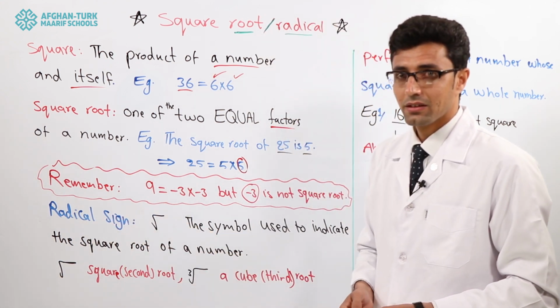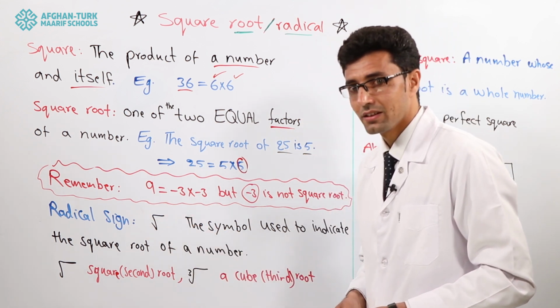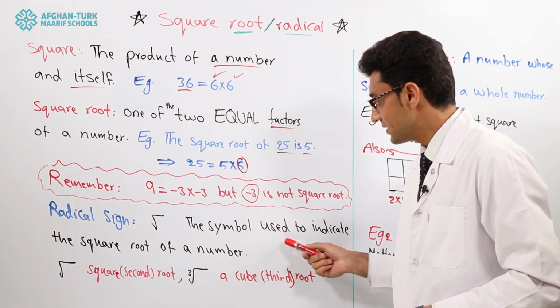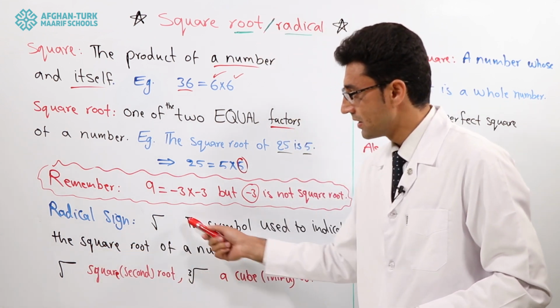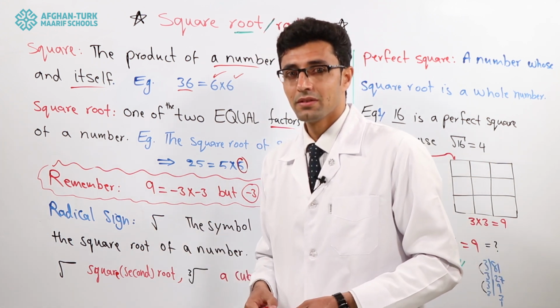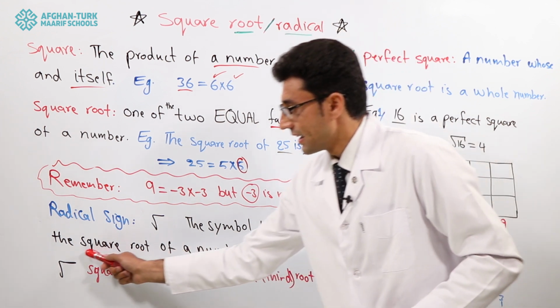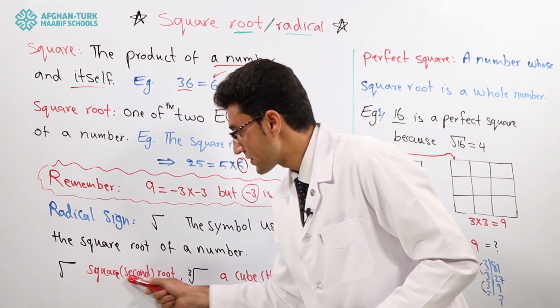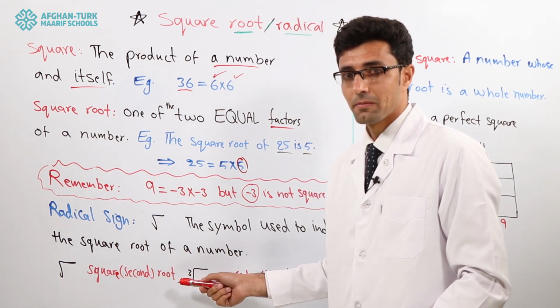Okay. I would like to tell you one new thing. Radical sign. This is the sign of radical. The symbol used to indicate the square root of a number. When you see this, it means a square root. Okay? Did you understand? Okay. If you see this, it means a square root, or you can say second root.